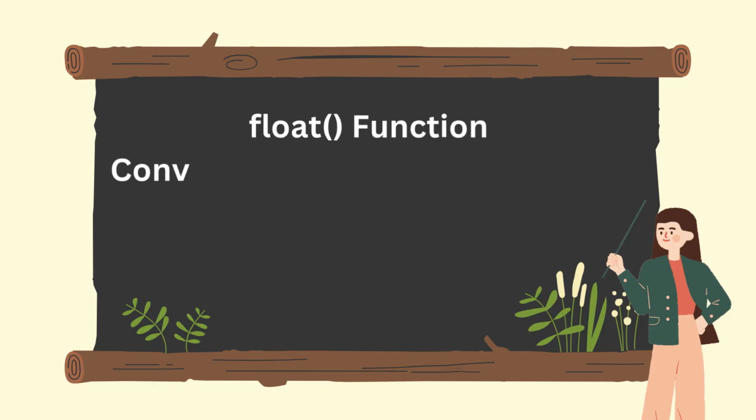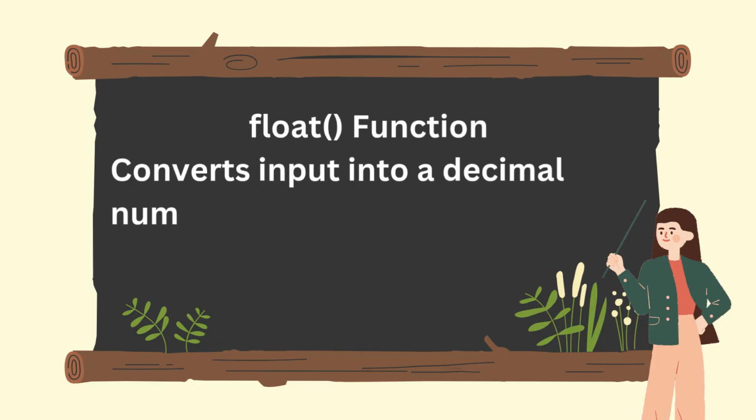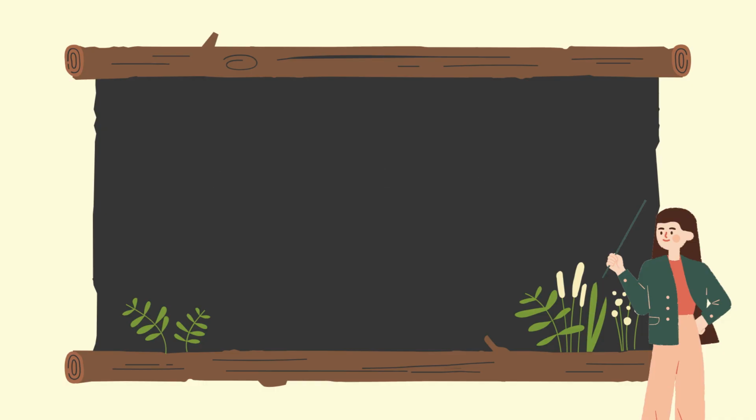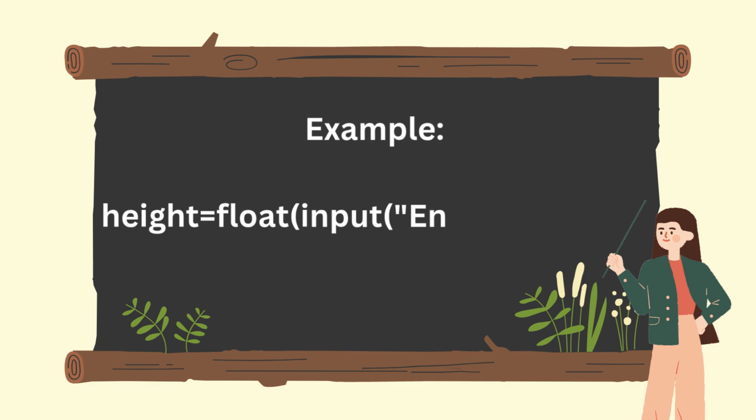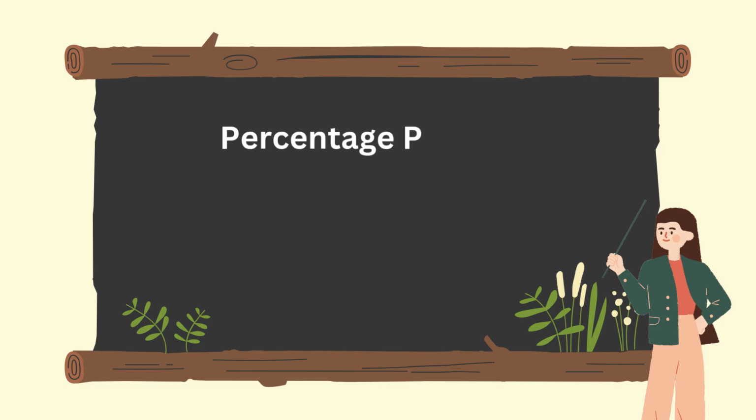Float function. The float function converts input into a decimal number. We can use the float function to convert height into float. For example, read the height from the user, convert it and store it in the height variable. Suppose the user enters 5.8. Python stores it as a float value. We use float for percentage, height, weight, distance or salary and many other decimal values.